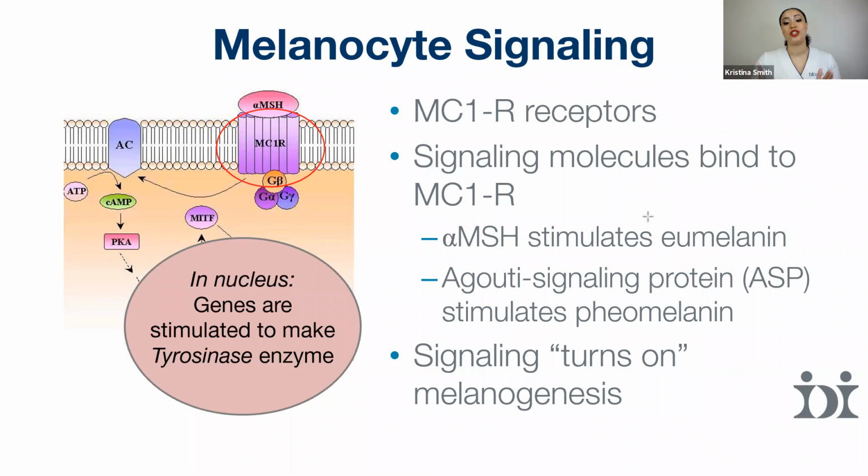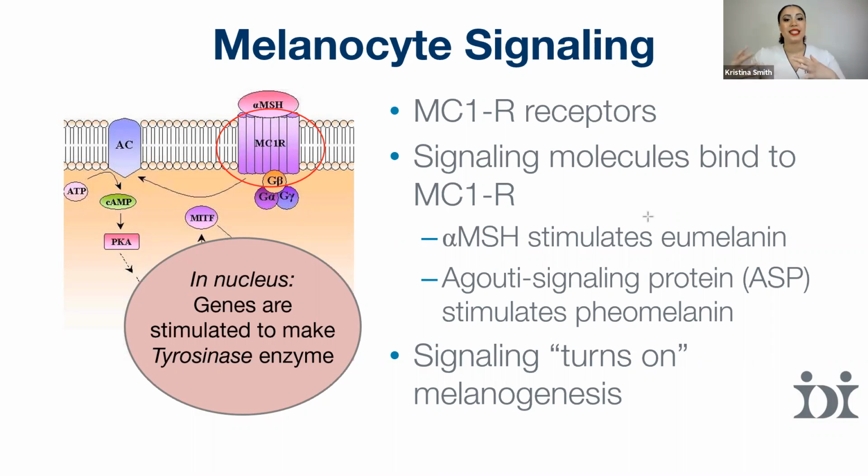The other way is called Agouti signaling protein, or ASP. This one also will bind to that MC1R receptor, but when it does, it actually creates a different type of melanin. And we will look at that as well and break down why we have different skin colors and how the signaling is different. Alpha MSH stimulates eumelanin, which is actually the darker form of melanin. We're going to break that down much more. We're actually going to look at melanin under a microscope in a few minutes. So eumelanin is darker melanin.